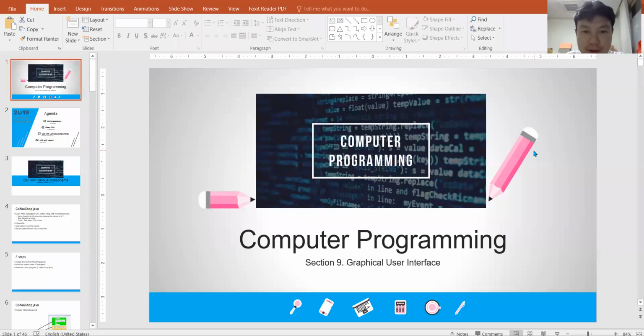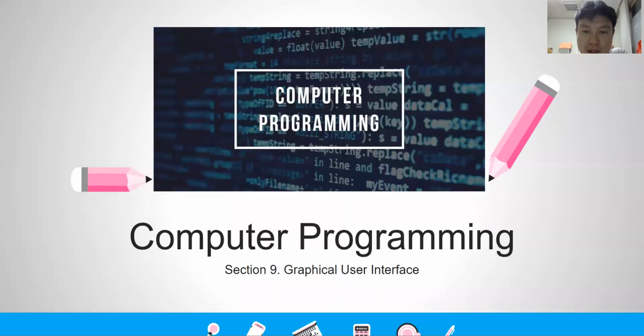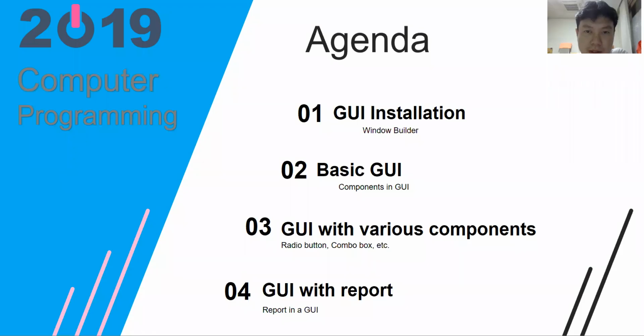Hello again, this is the course of computer programming, and we are going to continue the next section of the graphical user interface. In the previous video, we already learned about the basic installation with the window builder, and we learned about the basic GUI. For this video, we are going to learn about the GUI with various components, such as radio button, combo box, and etc. And the next video will be about the GUI with report.